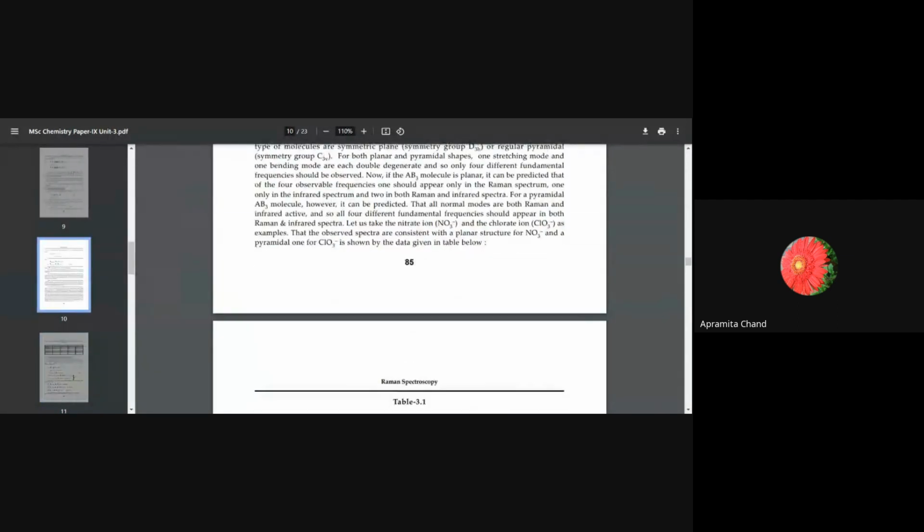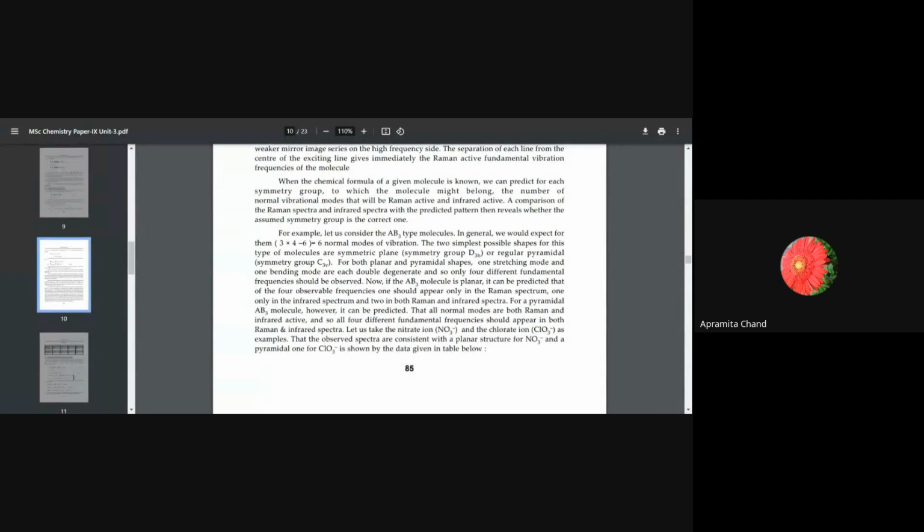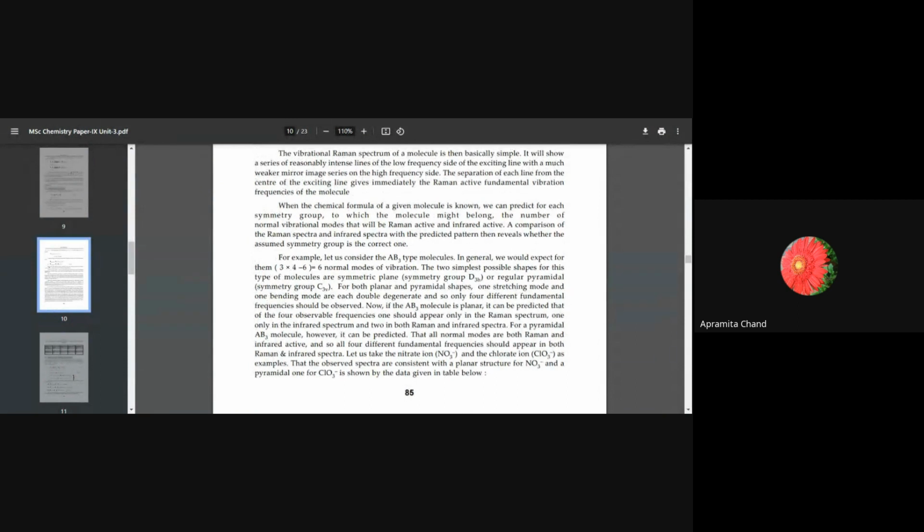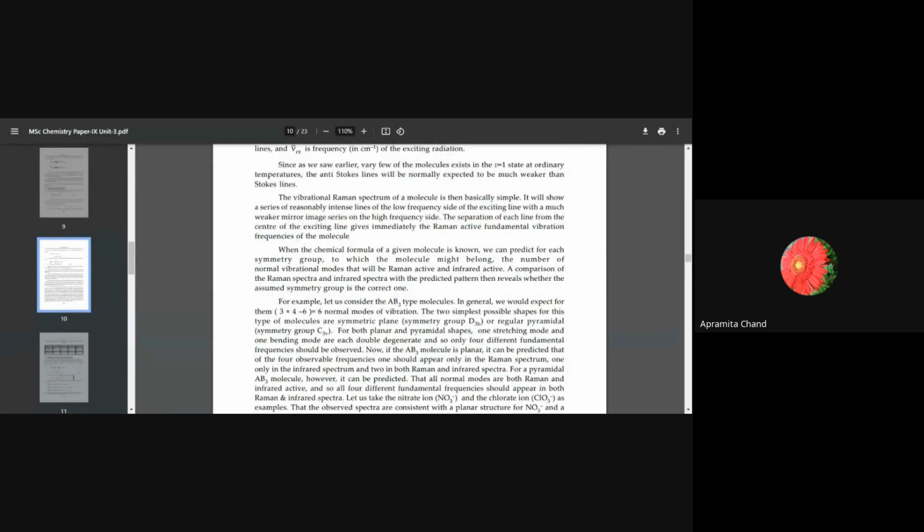Not much we can see from the vibrational Raman spectra. Usually on the low frequency side there will be more intense lines, and on the high frequency side there will be weakened mirror images. It is basically for finding out which molecule is Raman active and which is Raman inactive, for which the vibration is used.